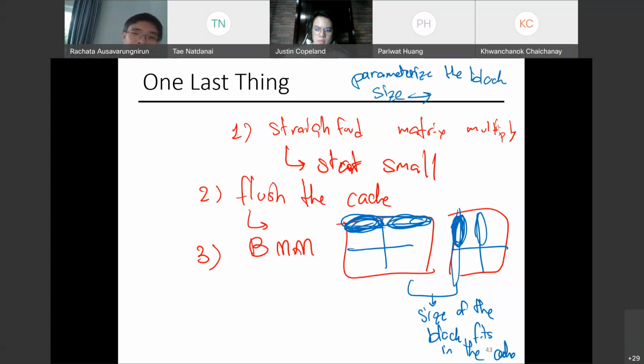Once you parameterize the block size, it allows you to use a different size of block by just running it again, without writing another piece of code. You parameterize them. The block size is B, and you change the number B every time you run and test your code.